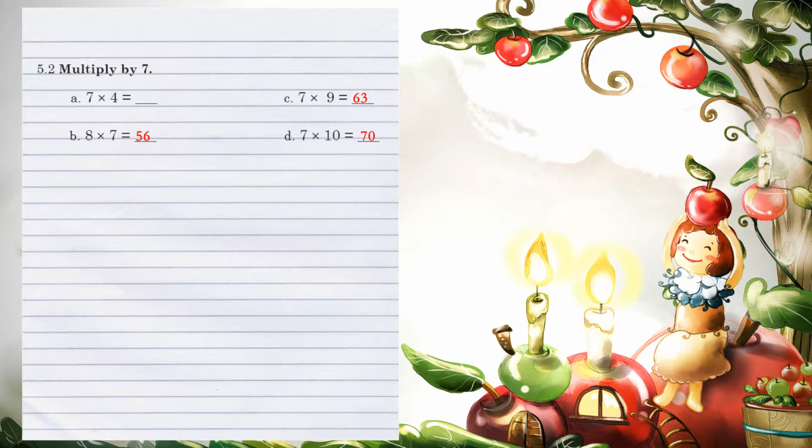Unit 5.2, multiplying by 7. Example A. I have 4 groups of 7 that I am multiplying together. So how much would I have after adding together 4 7s? You're going to have 28.